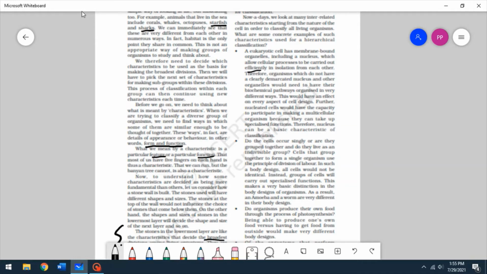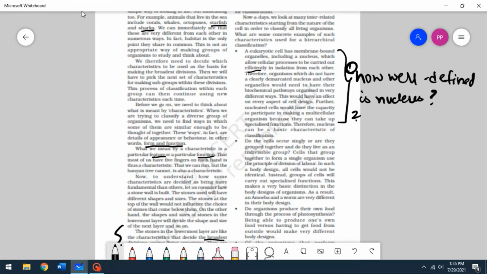Eukaryotic cells can be differentiated from prokaryotic cells based on whether their organelles are membrane bound or not. That is one characteristic that separates eukaryotic cells from prokaryotic cells. How well defined is the nucleus? That is one characteristic.